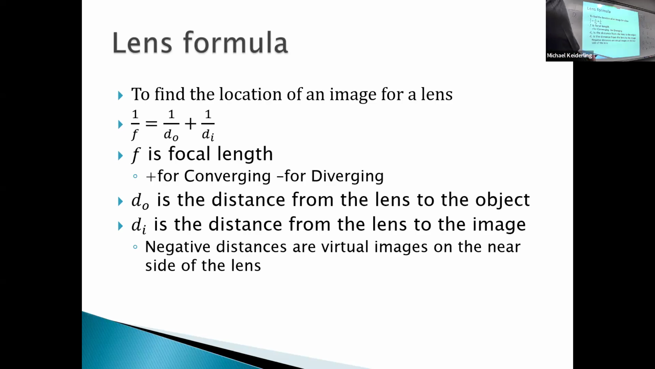d_o is the distance from the lens to the object. d_i is the distance from the lens to the image. However, this is opposite to mirrors. If d_i is positive, it is on the far side of the lens. With mirrors, if d_i is positive, it's on the same side of the mirror because it's reflecting back at you. So negative distances are virtual images on the near side of the lens. Positive distances are real images on the far side of the lens.